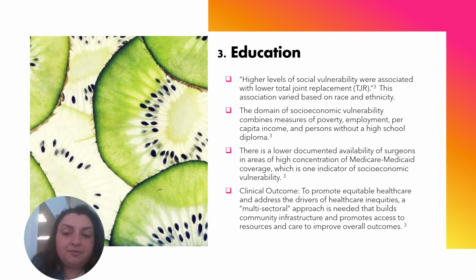So this domain of socioeconomic vulnerability combines various measures including poverty, employment, per capita income, and whether or not a person has a high school diploma. And in areas where there is a higher concentration of Medicare and Medicaid patients, there was a lower documented availability of surgeons who would accept those patients. So one study was arguing that a multi-sectoral approach is needed to build better community infrastructure that promotes access to resources and to improve overall health outcomes to address these inequities.